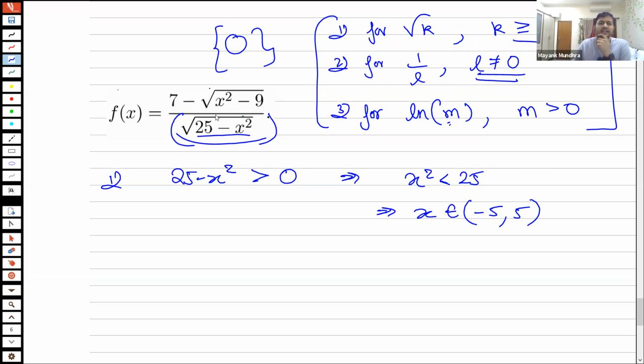Okay. The second thing is x square minus 9. The second condition that I have is that x square minus 9 should be greater than or equal to 0. Now I allow for equality with 0 because I no longer need this thing to be non-zero because it's in the numerator. So it can be 0. So x square minus 9 should be greater than or equal to 0, which implies that x square should be greater than or equal to 9. So what set satisfies this condition?